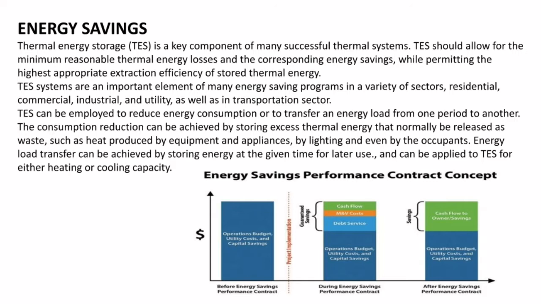The consumption reduction can be achieved by storing excess thermal energy that normally be released as a waste. Example, in the industries where the heat from the engines or heavy machines will be left out to environment as a waste. So such as heat produced by the equipment or appliances, by lighting or even by the occupants. Energy load transfer can be achieved by storing energy at a given time for later use and can be applied to thermal energy storage for either heating or cooling capacity.